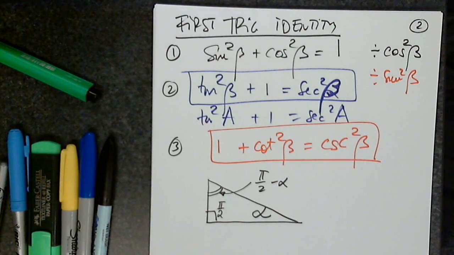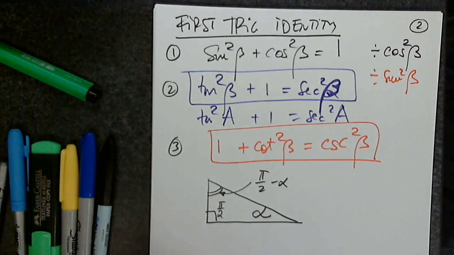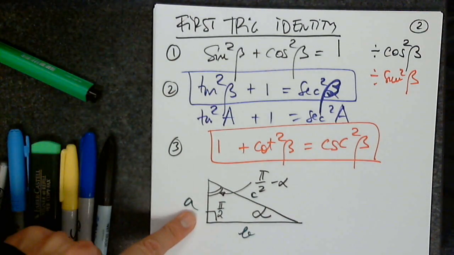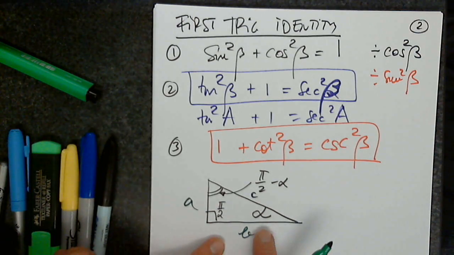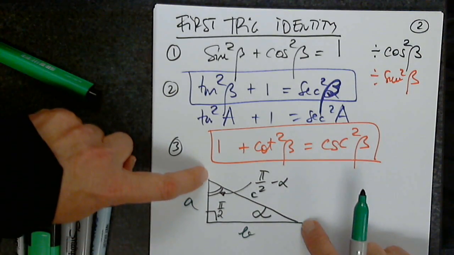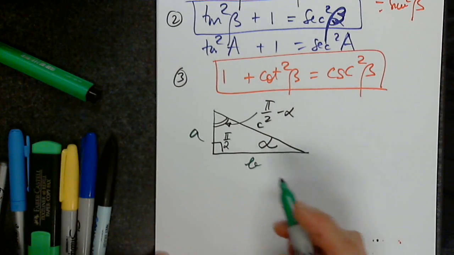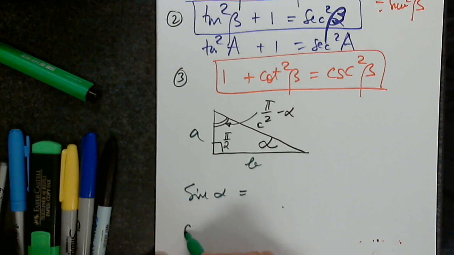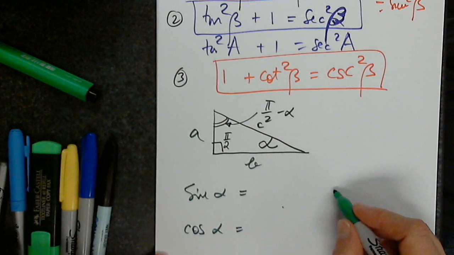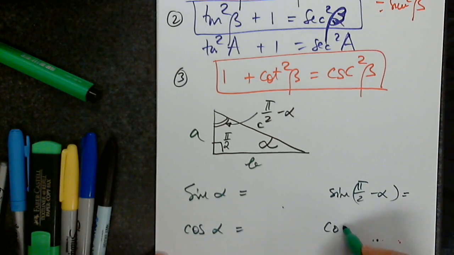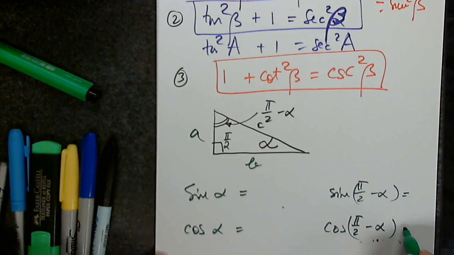I am going to denote the sides by some letters. I'm going to say A, B, and C. So the measure of the opposite leg to alpha is A, the measure of the adjacent is B, and the measure of the hypotenuse is C. And I'm going to ask you four things. Find sine alpha for me, cosine alpha, and then I would like you to find sine of pi over 2 minus alpha, and then cosine of pi over 2 minus alpha.